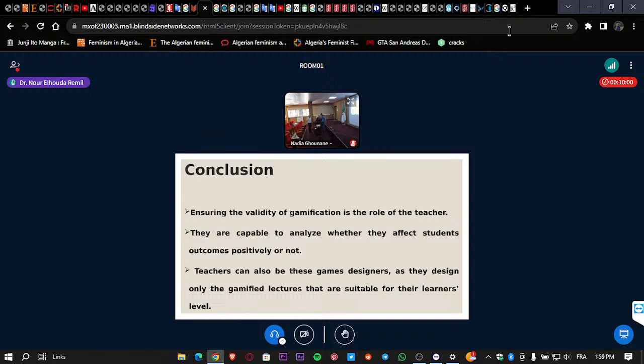So ensuring the validity of gamification is the role of the teacher, of course. They are capable of analyzing whether these games affect student outcomes positively or not. And teachers can also be the game designers. They are going to design games, or look for games online and choose the suitable ones to include. Sometimes maybe model games, if I can say. Okay, so only the gamified lectures that are suitable for their learners' level, as I mentioned.